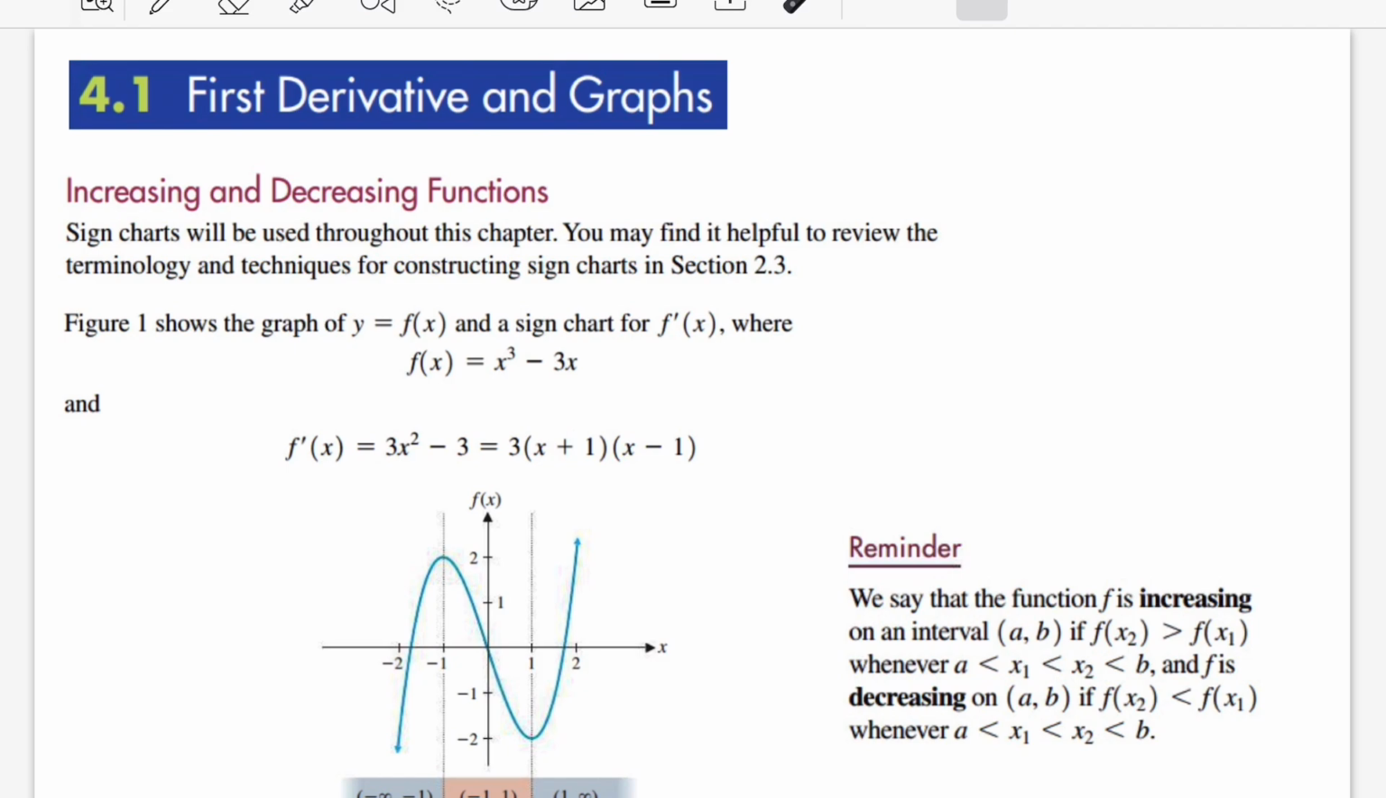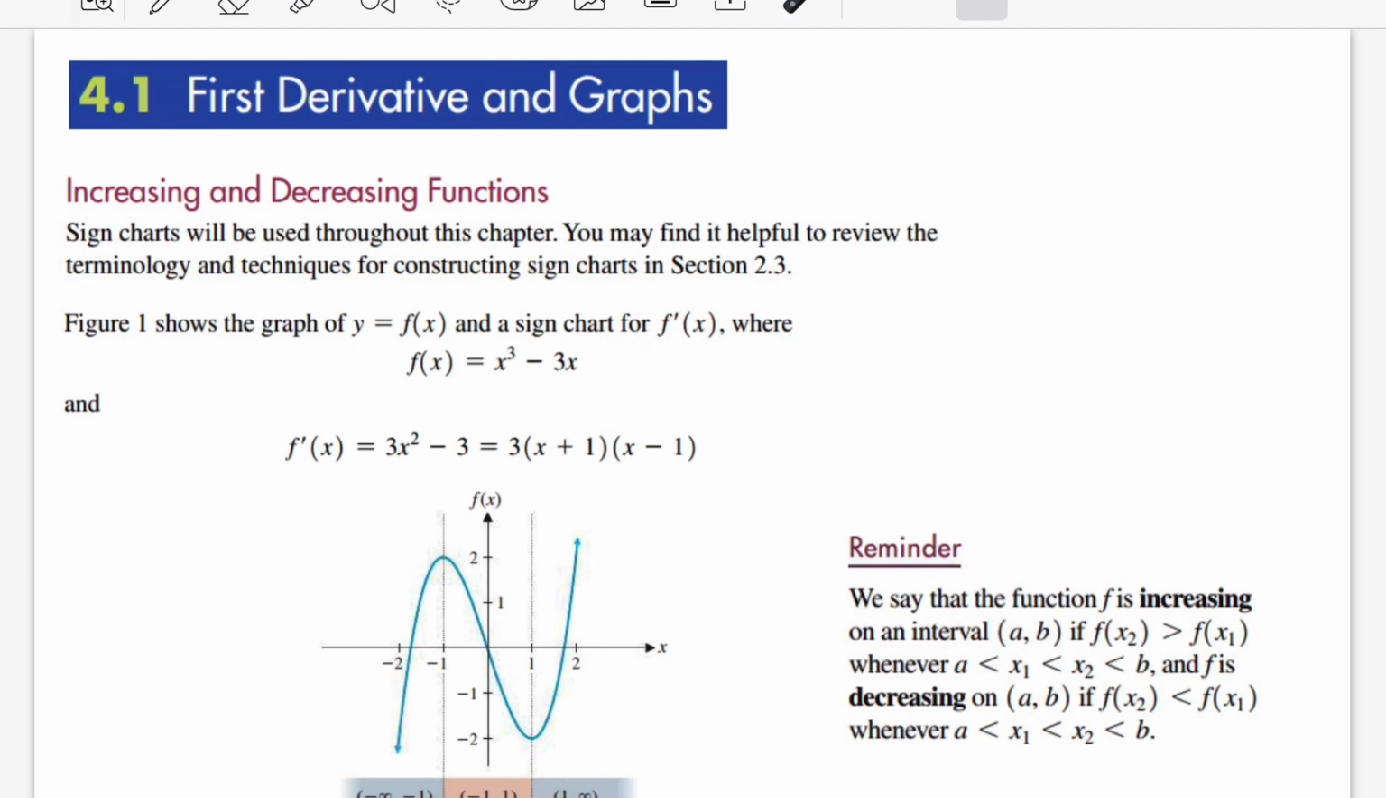We went over that in section 2.3, so it might be helpful to review that video or the lecture notes that go with it. But I will be using some theorems and bringing some of that stuff back for us to look at as we move through this video. But let's look at this example here. We have this function f of x, and we're given its graph. And we also have the sign chart for its derivative given here.